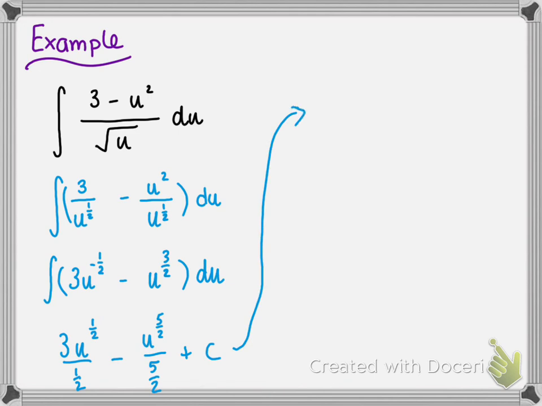So if I'm dividing by a half, that's the same as multiplying by 2. So 2 times 3 will give me 6. So this is 6u to the half. And then dividing by 5 over 2 is the same as multiplying by 2 over 5. So I'm going to get 2u to the 5 over 2 all over 5. All right.